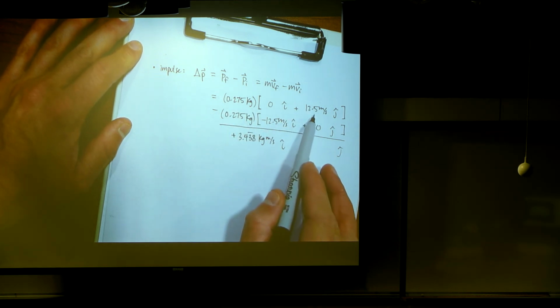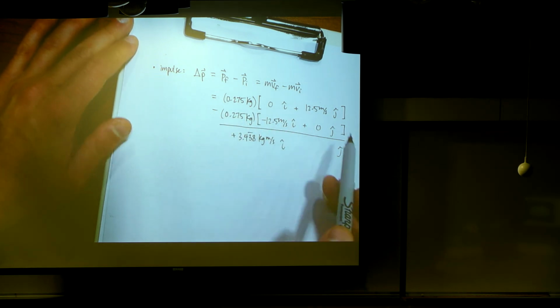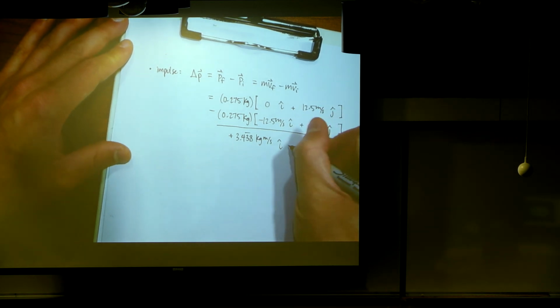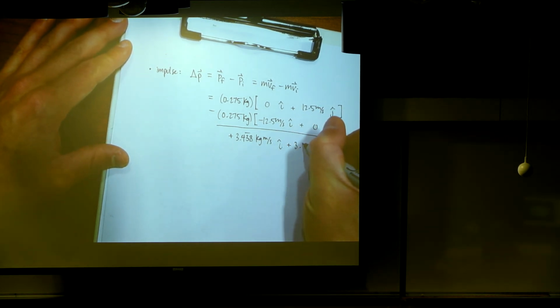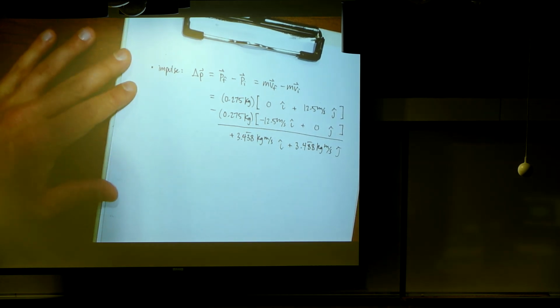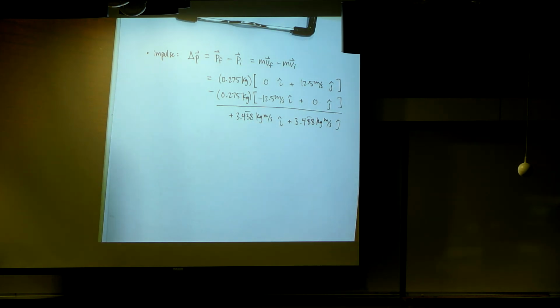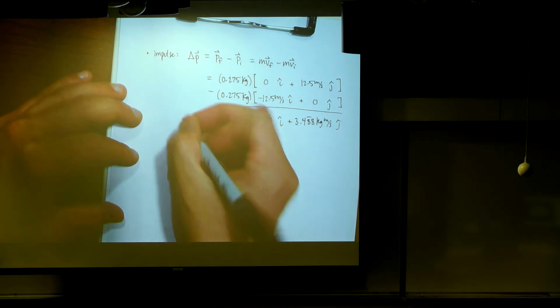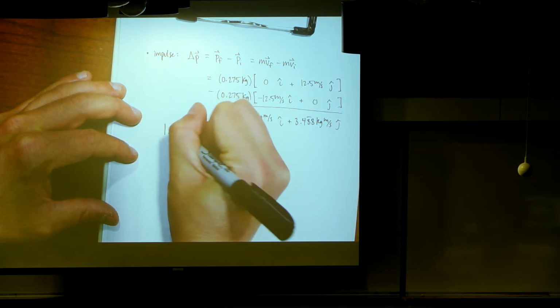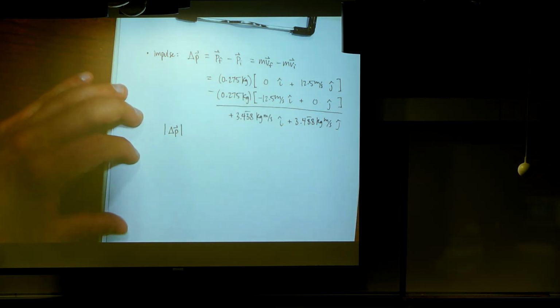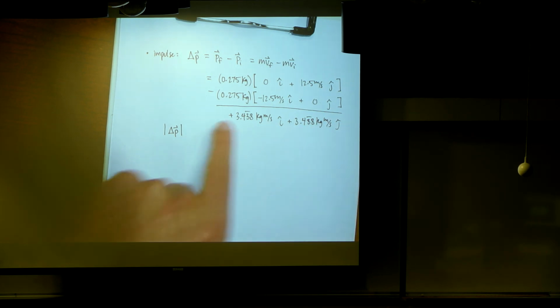And actually, if you do the y component, it's the same exact number. 0.275 times 12.5 minus 0, okay? So that's positive 3.438 kilograms meters per second, okay? So those are the x and y components of this thing we call the impulse. If I want the magnitude of delta p, which I'll write like this, it's just the Pythagorean theorem.